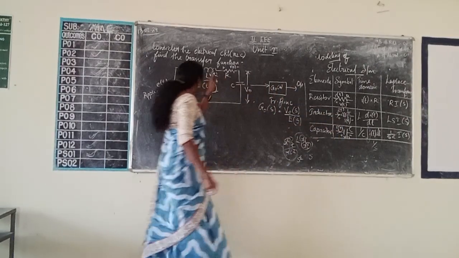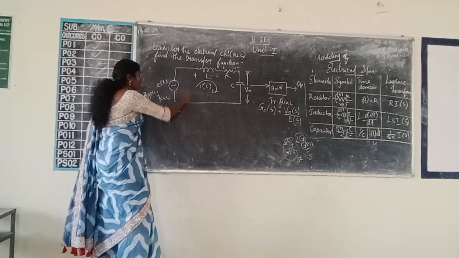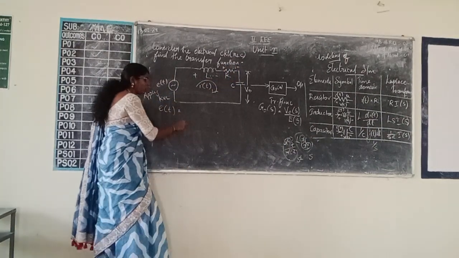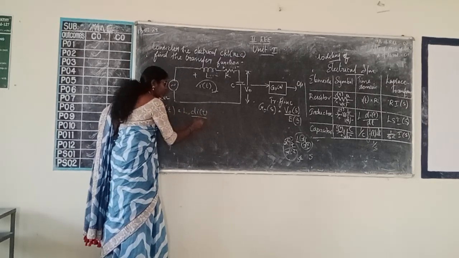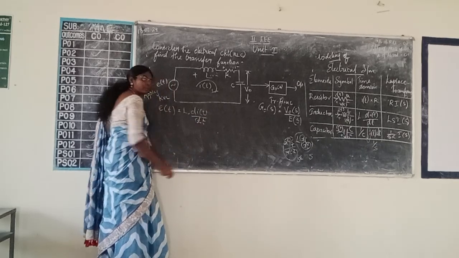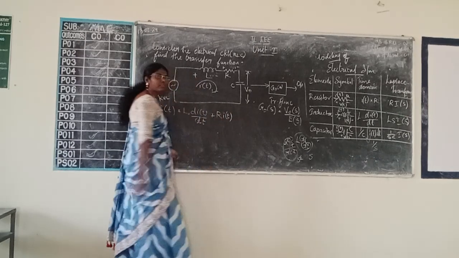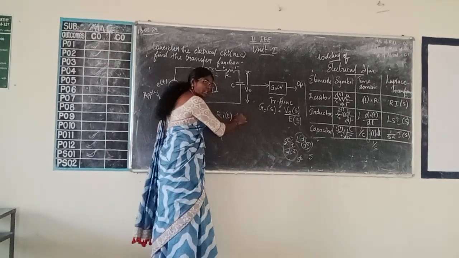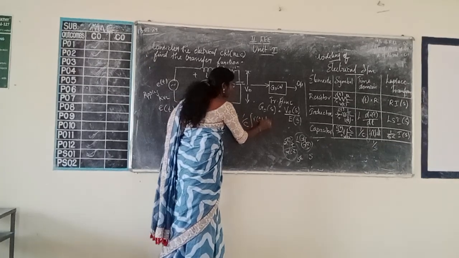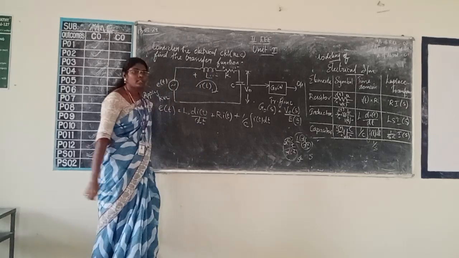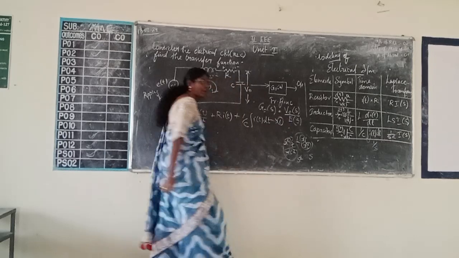It will vary based on the elements. So for L, we write L into di by dt. For resistance, we write R into I of t. And for capacitance, we write 1 by C into the integral of I of t dt. This is the differential equation, equation 1.